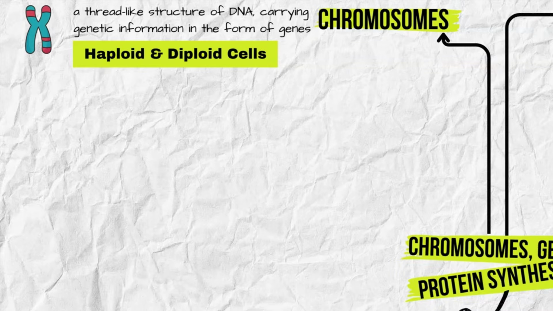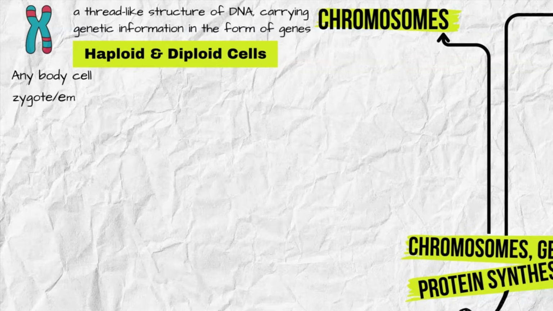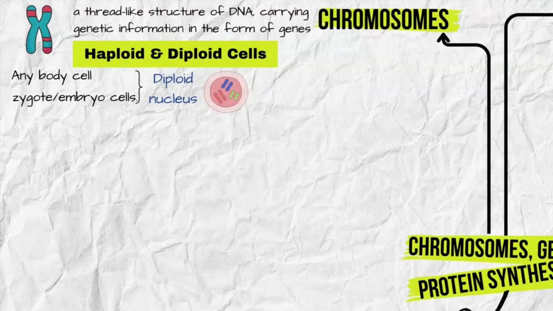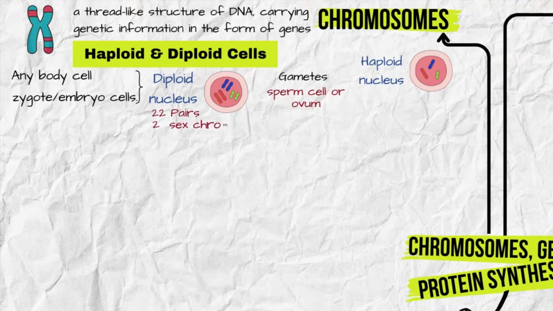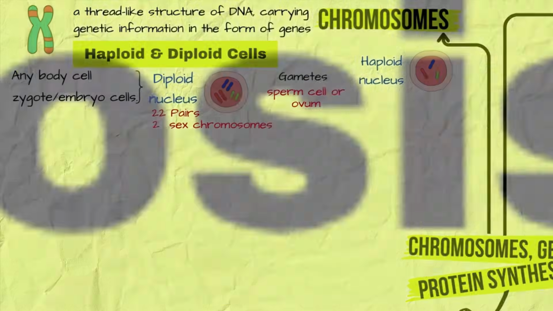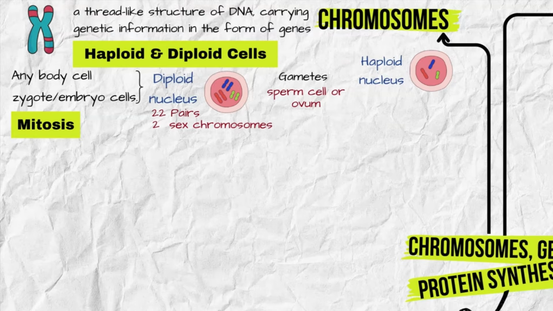Number 1. Any body cell, even in the nose, eyes, or skin, contains the diploid number of chromosomes. So do zygote or embryo cells. All have the diploid number. Only gametes, like the sperm cell or ovum, contain a haploid nucleus, half the chromosome number. Number 2. A diploid human cell has 22 pairs of chromosomes and 2 sex chromosomes, or 1 pair of sex chromosomes.